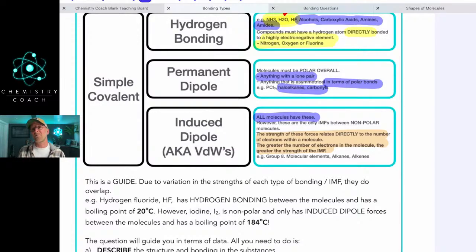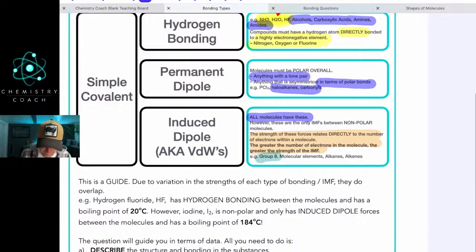So if you find yourself saying iodine has a greater melting point than fluorine because it's got a greater MR, you're not going to get the mark for that. You're going to get it for saying the iodine molecule is larger and contains more electrons, which causes stronger induced dipole forces, okay? So yes, it's a bigger molecule, but make sure you mention electrons, folks, okay? Really, really important.